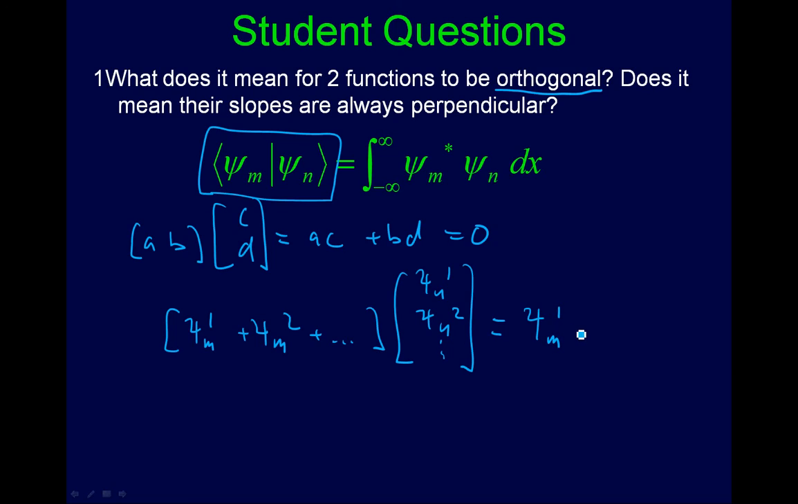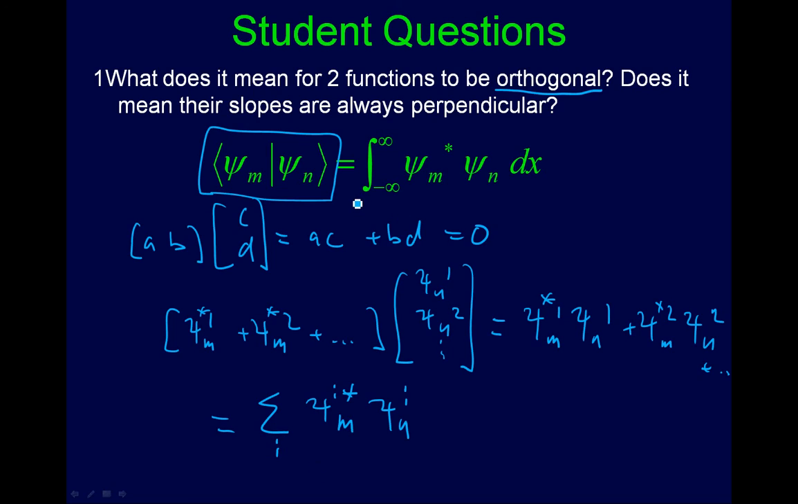So psi m 1, I should be careful, we should call these stars, so these are the complex conjugates, times psi n 1, plus psi m star 2 times psi n 2, plus dot, dot, dot. And so what that would equal is this big sum of psi m's ith element star times psi n's ith element, and you'd sum that over i.